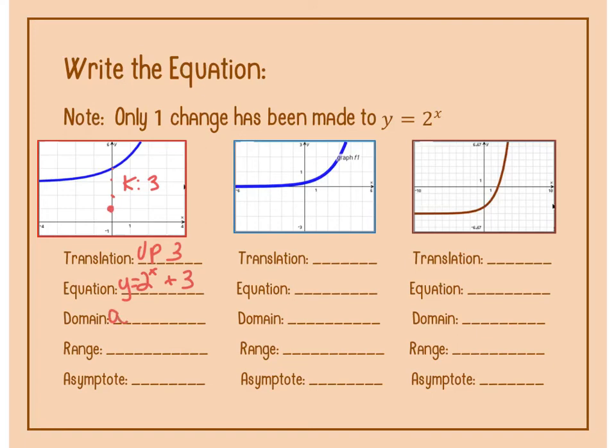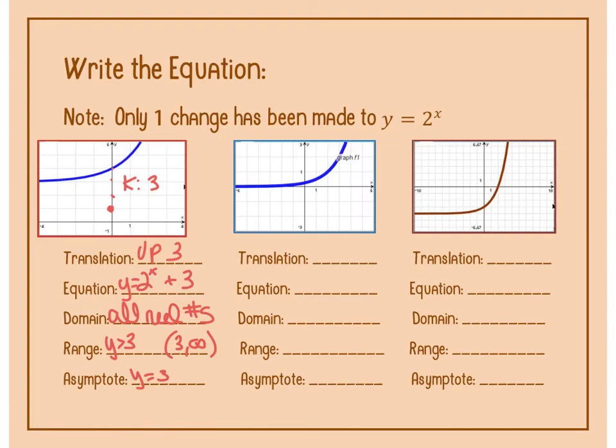My domain is all real numbers. My range is affected by that K value. My lowest value is 3, and it's going to go up forever. So that's inequality. This is interval. My asymptote is that number. It's y equals 3. The graph is actually never going to touch 3.